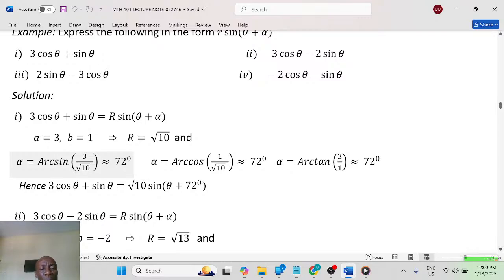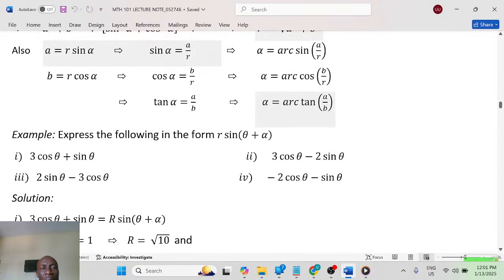So angle alpha is equals to arc sin 3 all over root 10, and that will give us approximately 72 degrees. Alpha is equals to arc cos 1 all over root 10. It will also give us 72 degrees. And alpha is equals to arc tan 3 all over 1, it will also give us approximately 72 degrees. So the angle here, alpha, which we are looking for, is 72 degrees. So that is why we say, hence, 3 cos theta plus sin theta is equals to root 10, that is the value of R, sin theta plus 72 degrees.